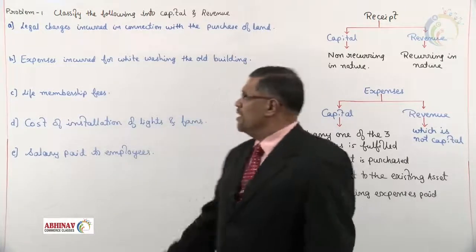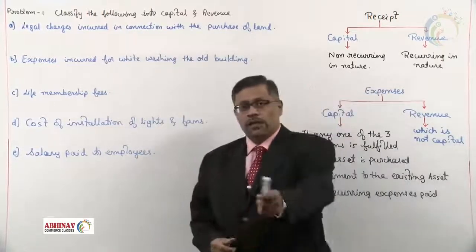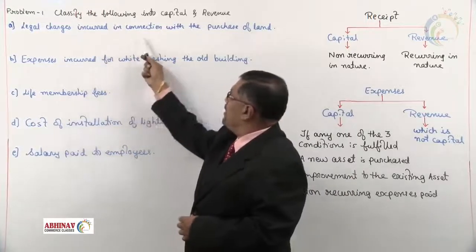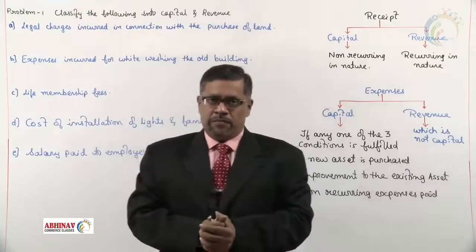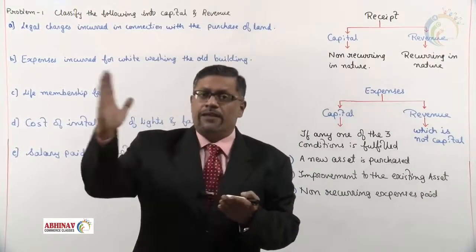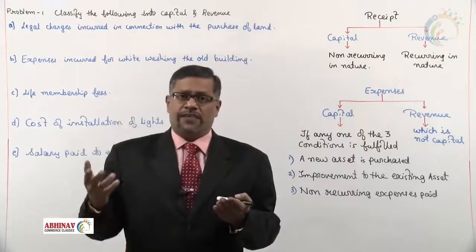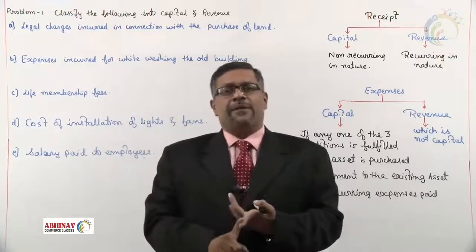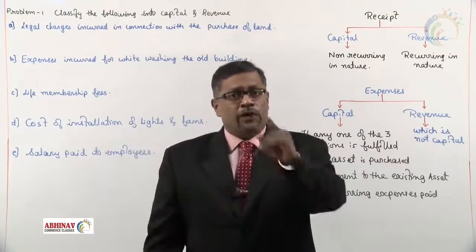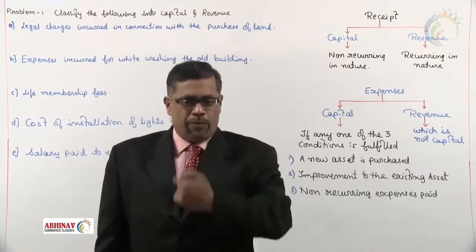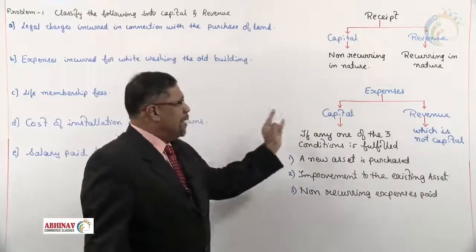Let's see the transactions. Problem 1. Classify the following into capital and revenue. The first transaction: legal charges incurred in connection with purchase of land. Now when we purchase the land, we have to get it registered with the government office, the sub-registrar office, and you need to pay some charges. Stamp duties, registration fees. You pay that only once on that land. So let's see, is it capital or revenue?